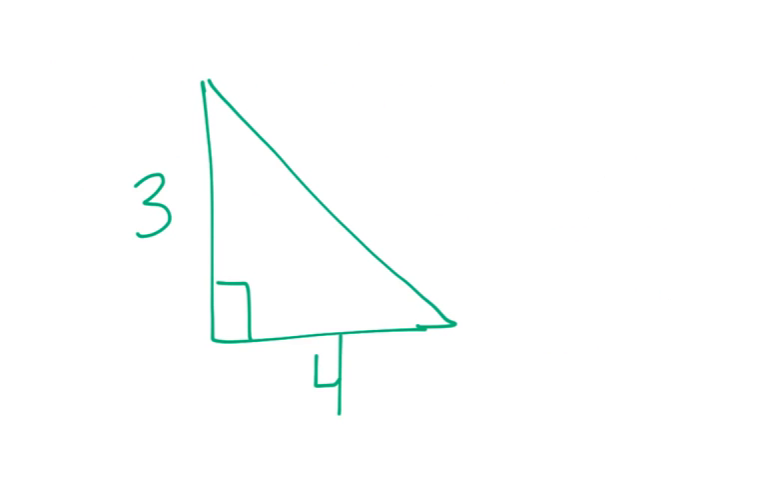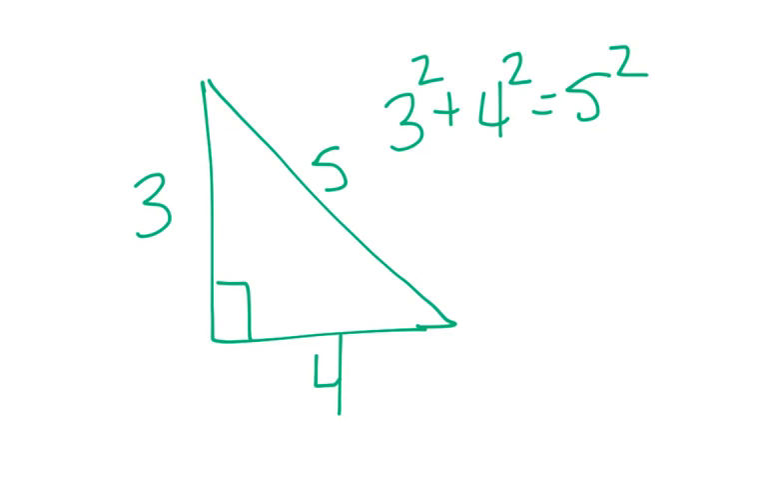Now remember, if you're looking for the third side of a triangle and you have 2 sides, you don't even need to worry about what's happening with the angles if it's a right triangle, because you can always just use the Pythagorean theorem. There's no need to overcomplicate things.